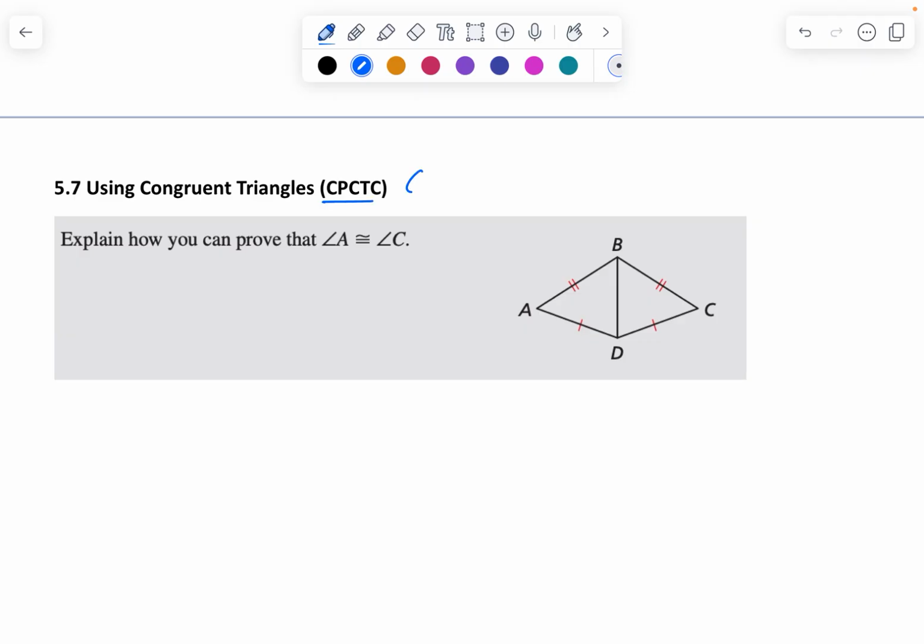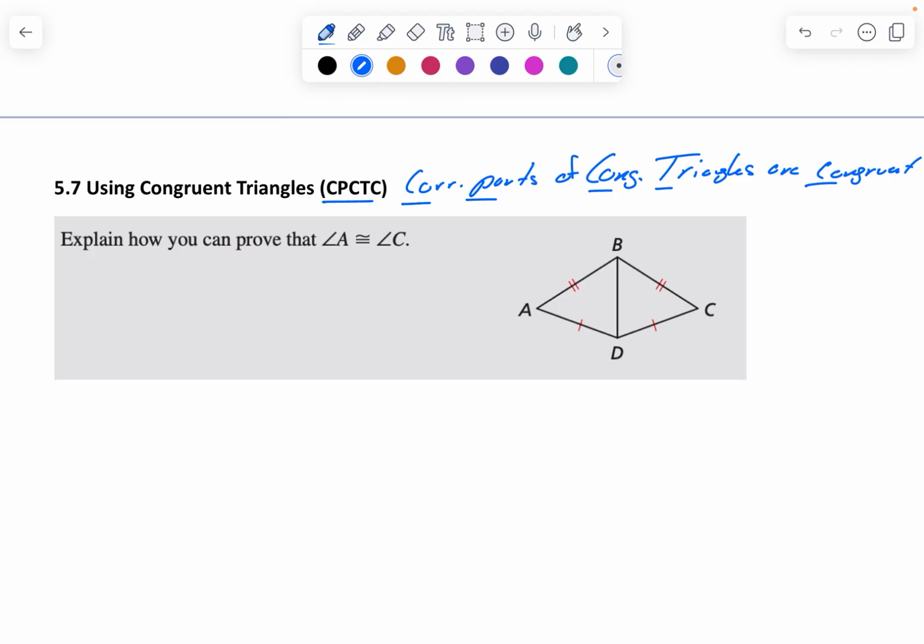CPCTC stands for corresponding parts of congruent triangles are congruent. So that's the CPCTC. So when you have two triangles that are congruent, and that's what we've been working on, right? Proving triangles congruent. Then once you have the triangles are congruent, you can talk about other parts of the triangle being congruent, those corresponding parts of those triangles.